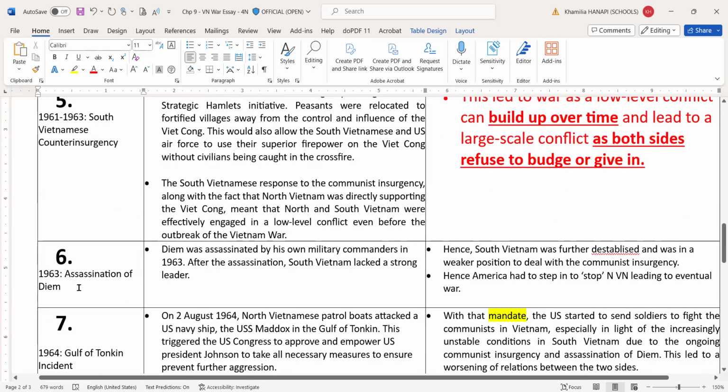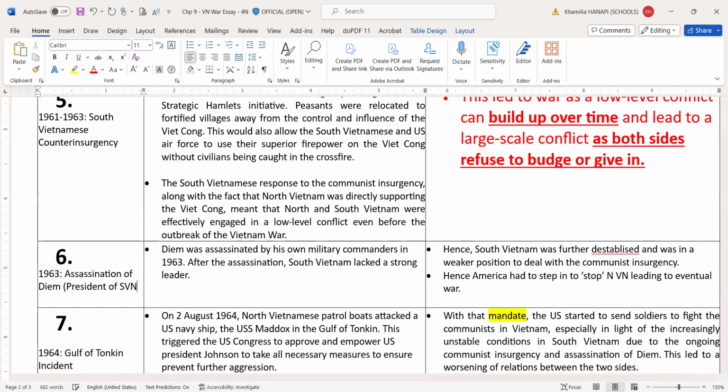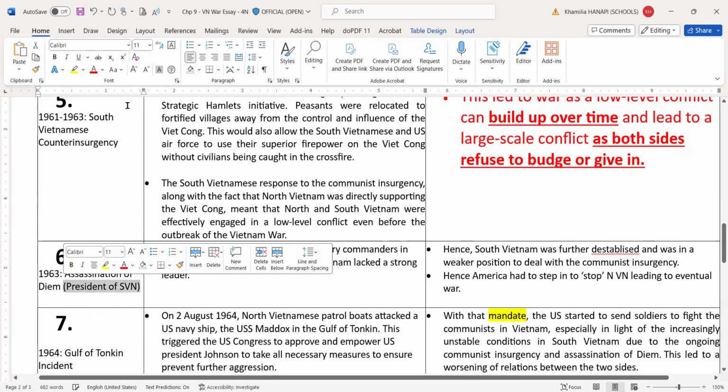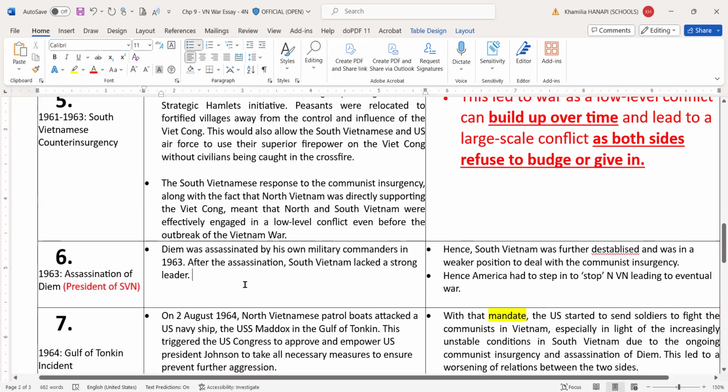Assassination of Diem, who is the president of South Vietnam, he passed away. And because he passed away, there was no good leader that America could depend on. So America decided to take things into its own hands.